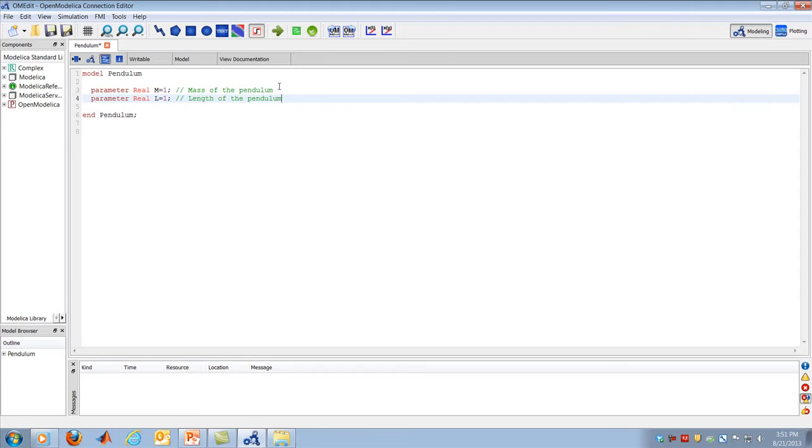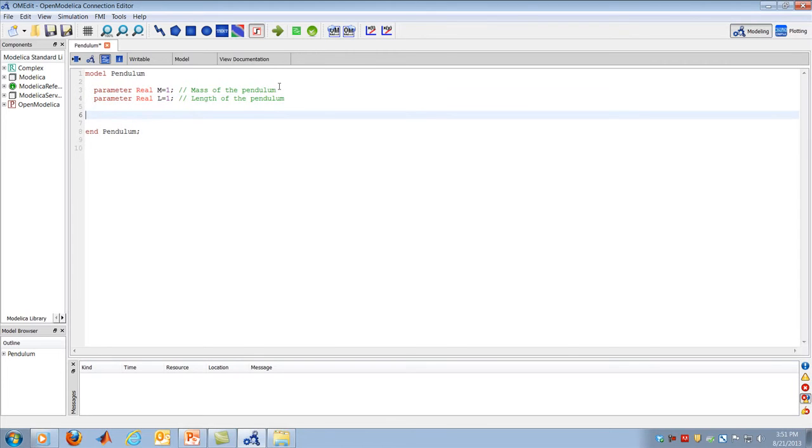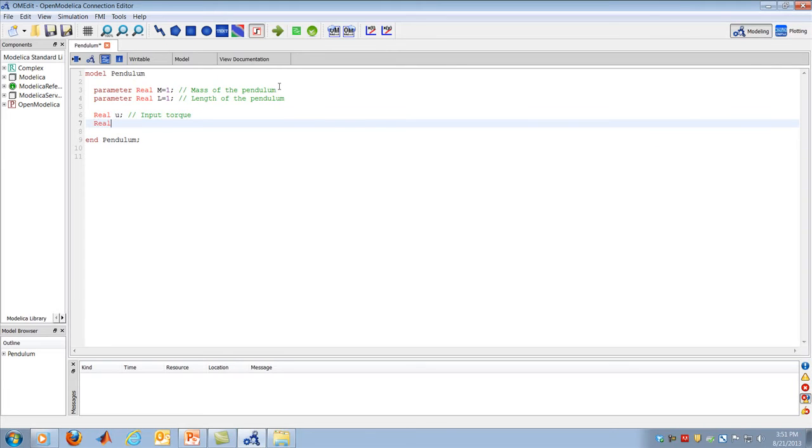The next thing I need to define is my set of variables. I need to define my state variables, my input variables, my output variables. Let me begin with the input variables. So I'm going to have a variable, and I'm going to call it u, and it's not a parameter anymore, so it's just a real number, and it's called u. And I'm going to say that that is my input torque, and then I'm going to have a real number y, and that is my output angular displacement.